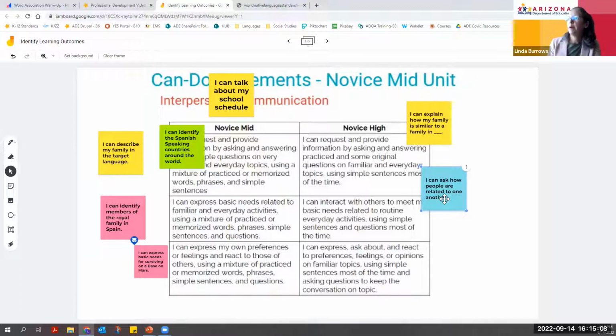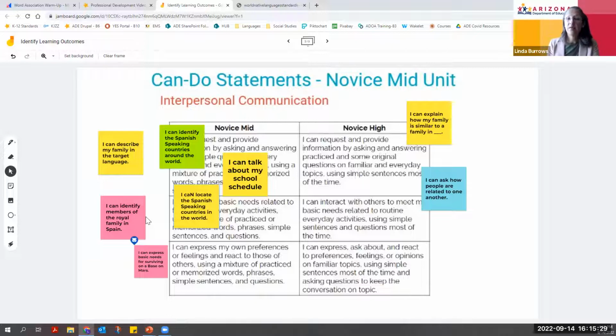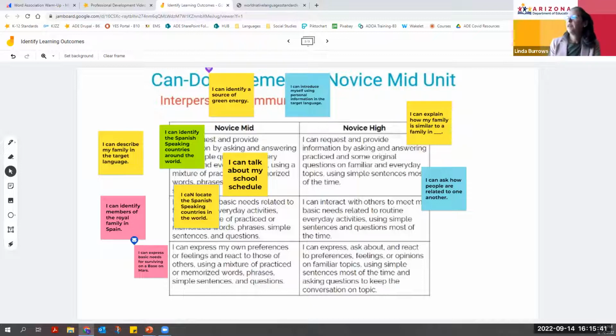Oh, good. I can talk about my school schedule. That's another good one. Wonderful. These are really great. I can locate Spanish speaking countries around the world. I can discuss my daily routine when I begin my day. That's another great one. You know, first I get up and I brush my teeth, second, something else.